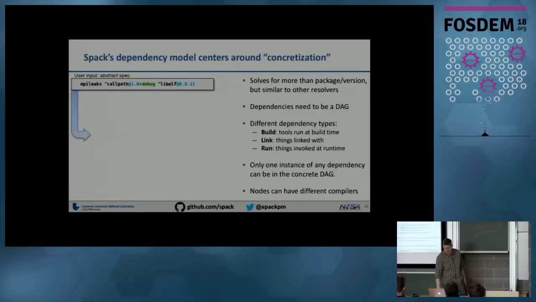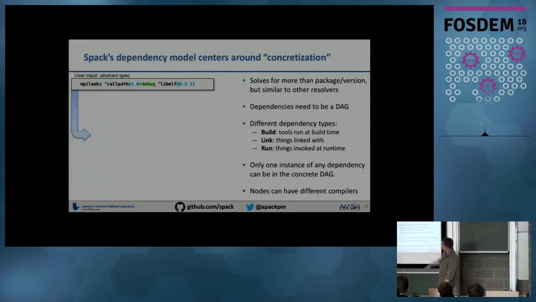The dependency model centers around something that we call concretization, and what most package managers, I guess, call dependency resolution. Concretization is kind of like dependency resolution, except, like I said, we're solving for more than just package and version. You can depend on something plus an option. You can depend on something with a particular compiler. And so the constraints can be a little more extensive throughout the packages.